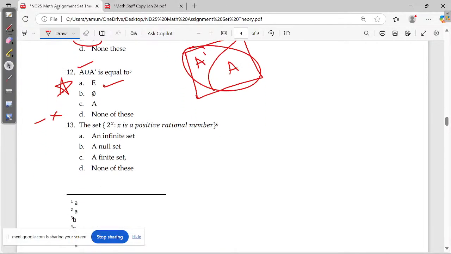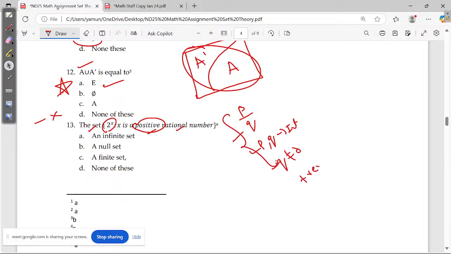Shall I take up problem 13? The set 2 power x is a positive rational number. You know a rational number is in p by q form, p and q both are integers, and q not equal to 0. You have these three conditions here. In addition to that, we have one more condition, which is positive. These three conditions should be present for a rational number, and in my question it is given positive, so this number should be a positive number.